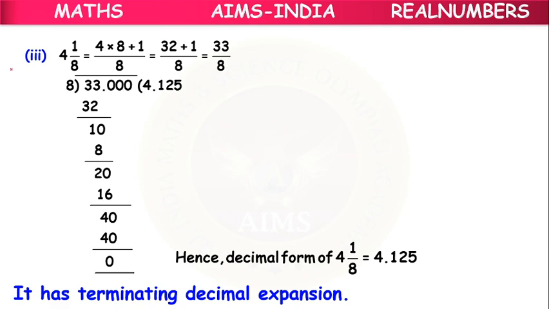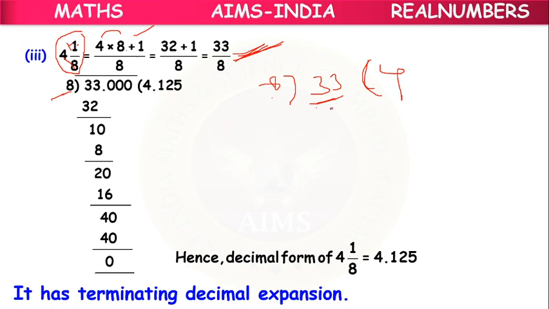Next, children. We have 4 1 by 8, which is a mixed fraction. First, let's convert it into a normal fraction. 8 4 times, we have to multiply, plus this 1 to be added. 4 8s are 32 plus 1, 33 by 8. So we have to divide 33 by 8. Here 33 is the bigger number. So in the beginning itself, no need of taking a decimal point, because 33 is divisible by 8, not exactly, but divisible.